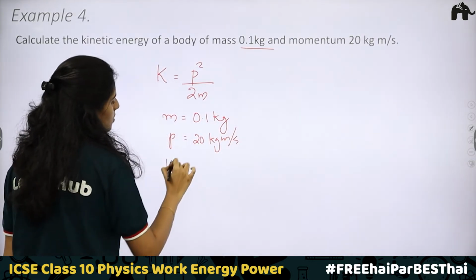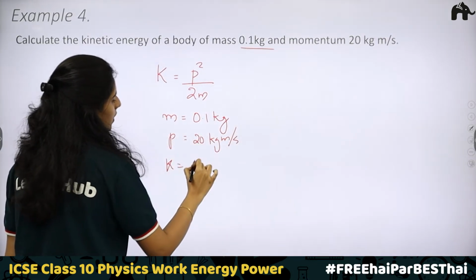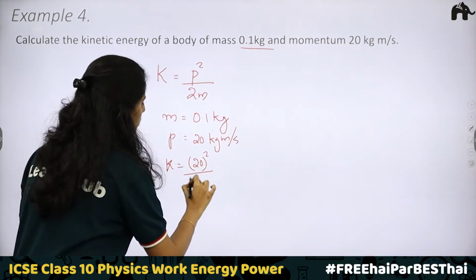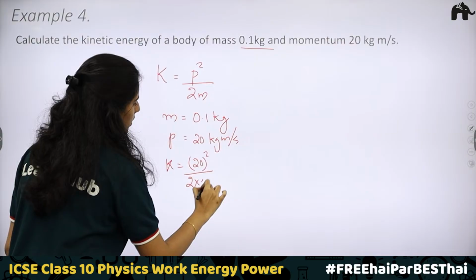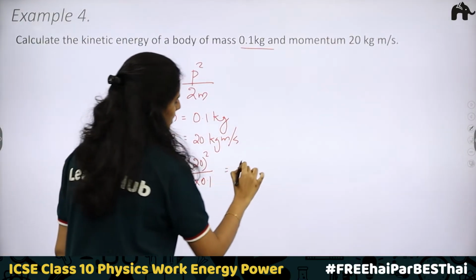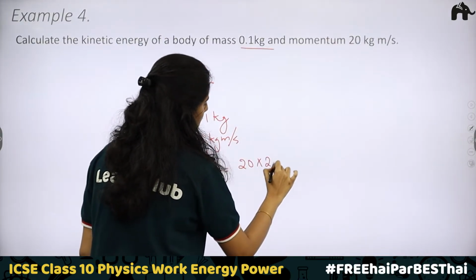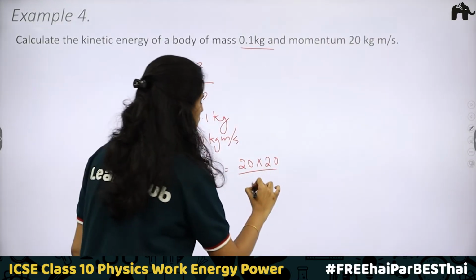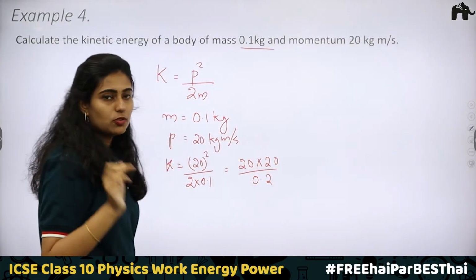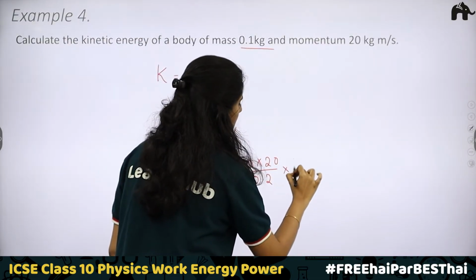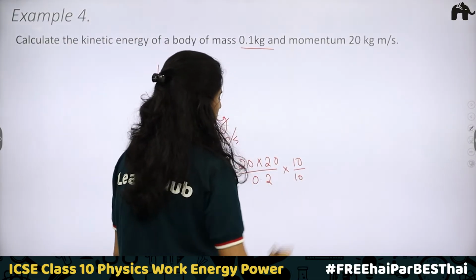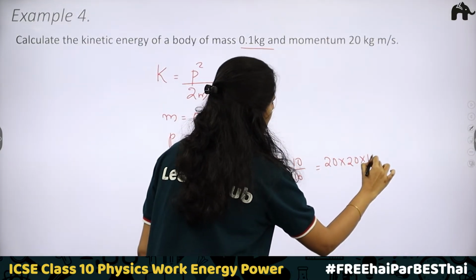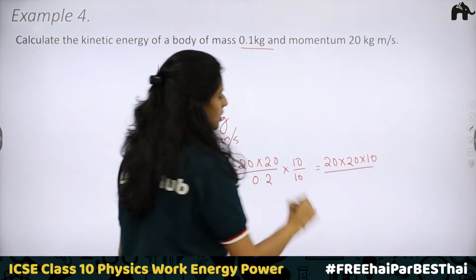Just substitute the values. K is equal to P square, 20 square, divided by 2 into mass. Mass is 0.1. Okay. 20 square. 20 into 20 divided by 2 into 0.1, which is 0.2. In order to remove the decimal, I am multiplying numerator and denominator with 10. So, we get 20 into 20 into 10 divided by 2.